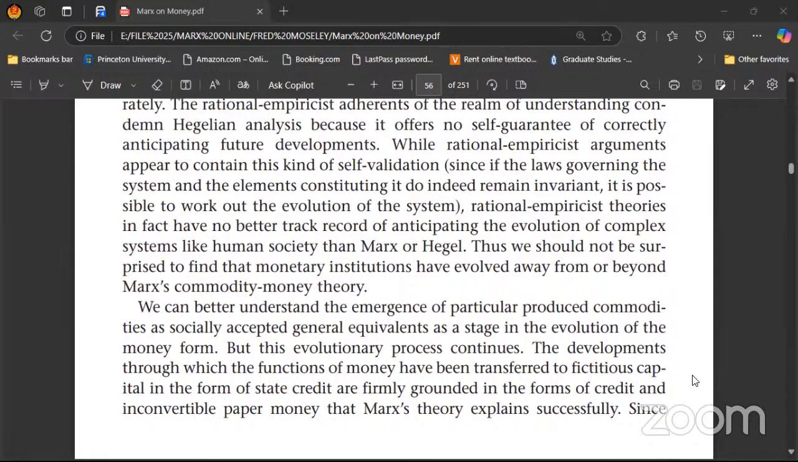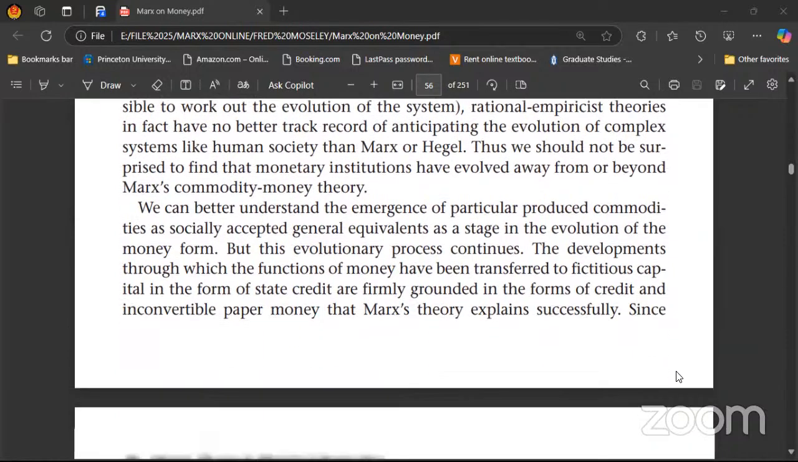Now, we can better understand the emergence of particular produced commodities as socially accepted general equivalents as a stage in the evolution of the money form. But this evolutionary process continues. The developments through which the functions of money have been transferred to fictitious capital in the form of state credit are firmly grounded in the forms of credit and inconvertible paper money that Marx's theory explains successfully.